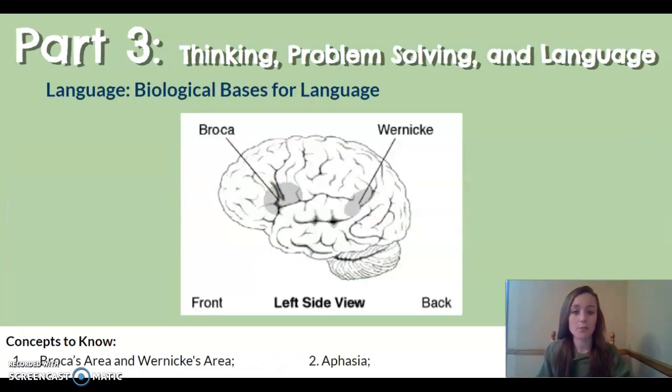Next, we have the different parts of the brain responsible for speech. So Broca's area is responsible for speech production, and Wernicke's area is responsible for speech comprehension, both being on the left side of the brain. Aphasia is when there's damage to those areas and it impairs language.